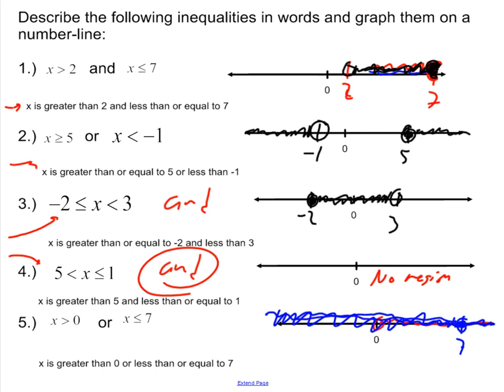So that is graphing compound inequalities. And statements are the overlap. Or statements, or the union as it's called, is both regions put together. Sometimes you get no regions, and sometimes you get the entire number line.